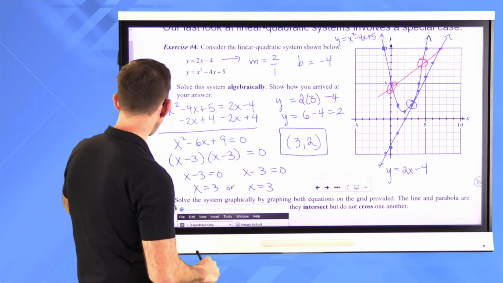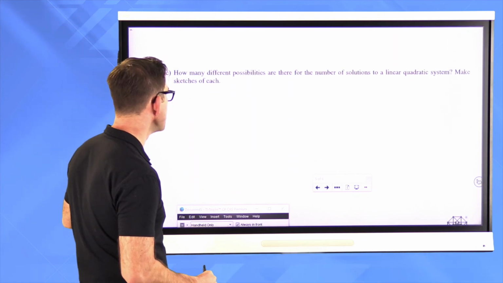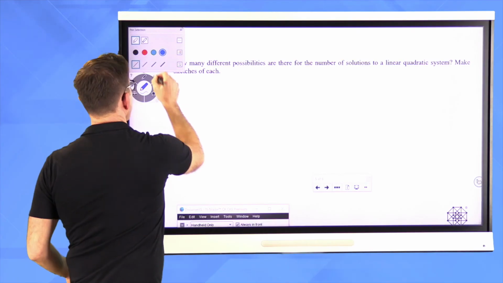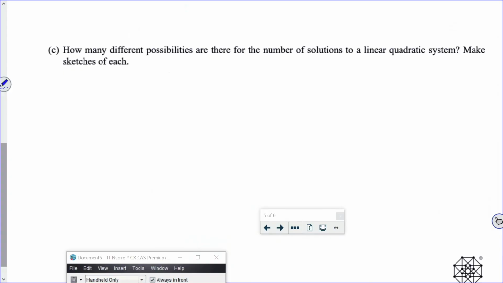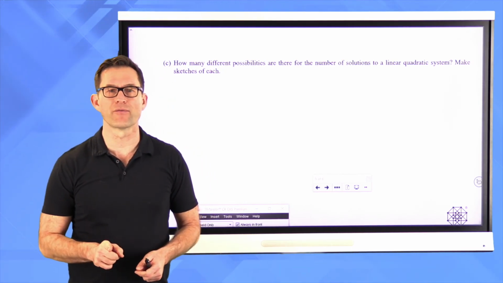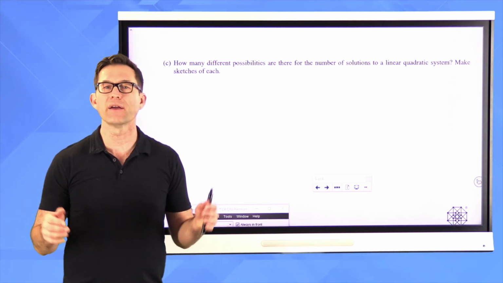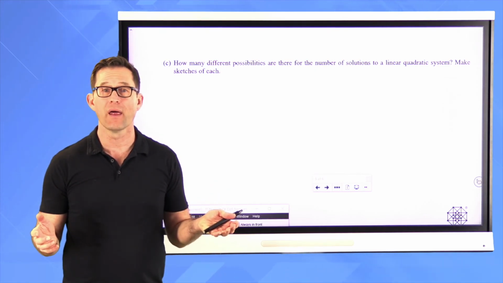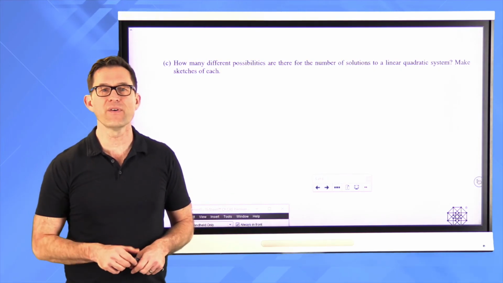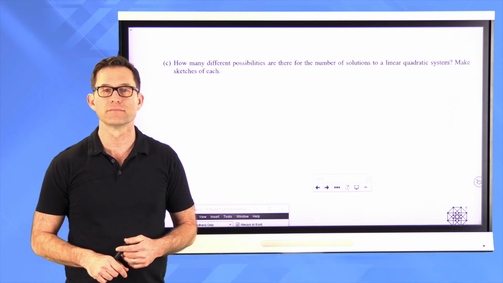And this brings us to the last little piece of the lesson, letter C, all right? Let me go back to blue here. Letter C. How many different possibilities are there for the number of solutions to a linear quadratic system? Make sketches of each. Well, I'd like you to pause the video right now, and I'd like you to think to yourself, right? If I drew a parabola and I drew a line in the coordinate grid, how many times would they have to intersect? What are all the different cases? Pause the video now and play around with it a little bit.